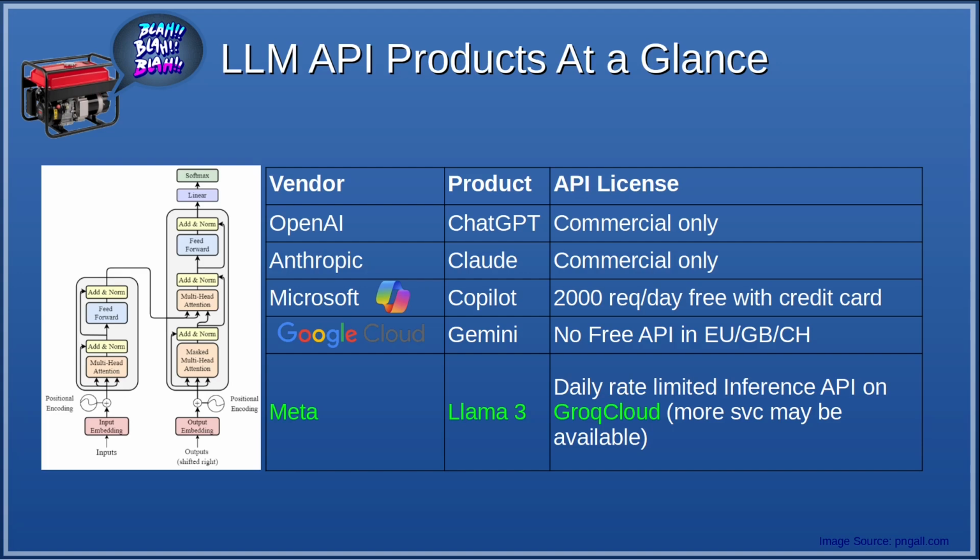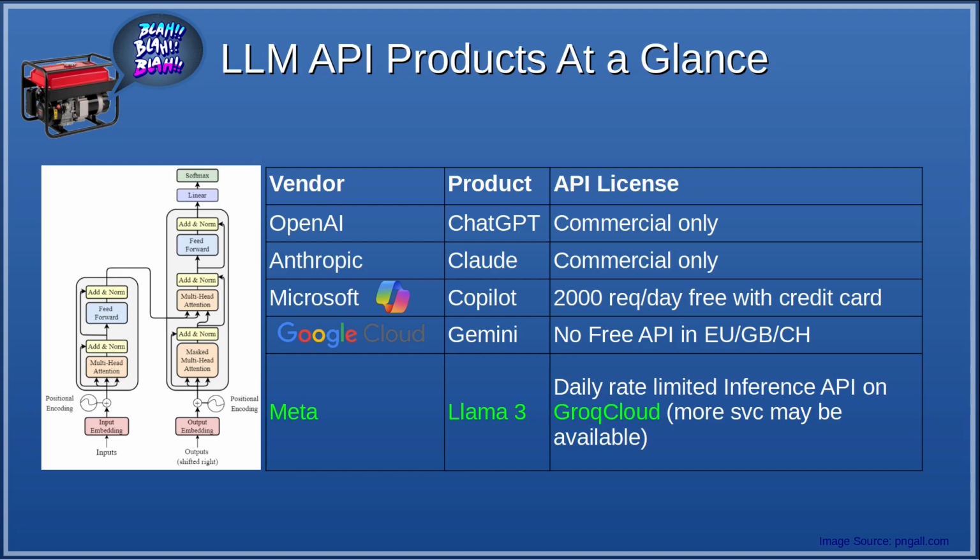So you have a number of vendors, and there's many more, but I just picked a number of ones that I bumped into. So we have OpenAI, they have ChatGPT, that's commercial only, right? So again, ChatGPT may be partially for free, but if you want to talk to the API, you have to pay. Anthropic has Claude, very similar. Now Microsoft has Copilot, which gives you 2,000 requests per day for free, but you have to provide your credit card details. Google Cloud has Gemini.